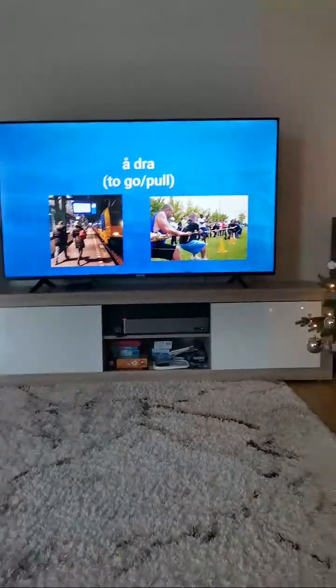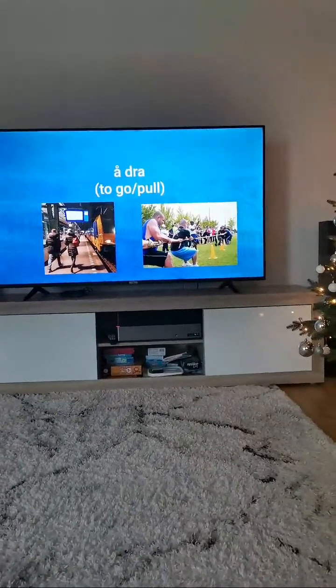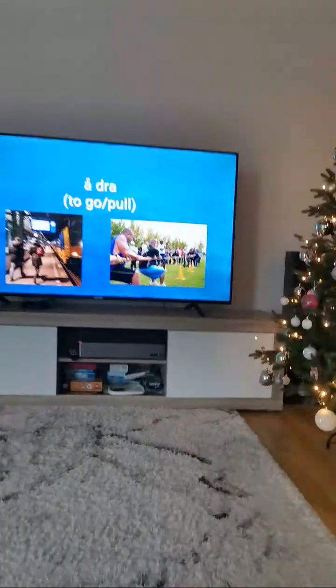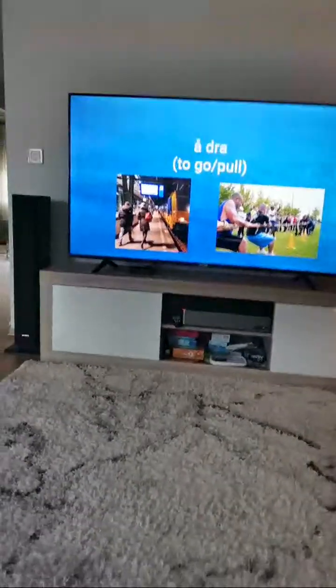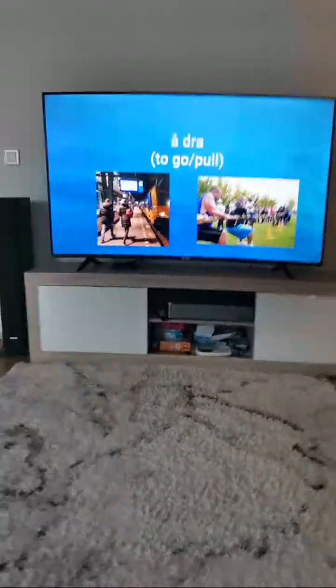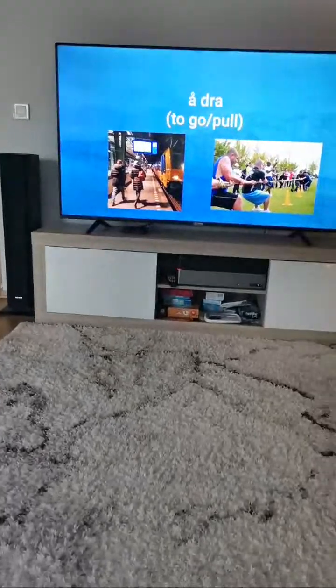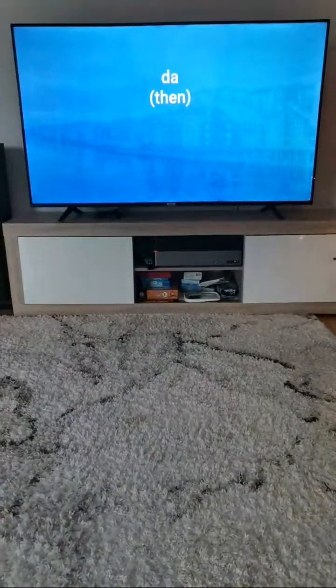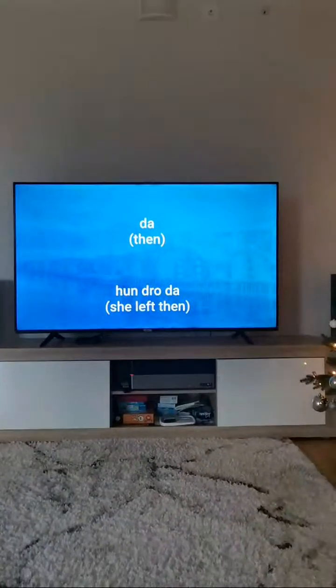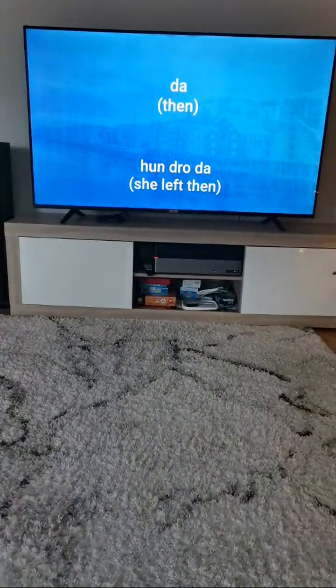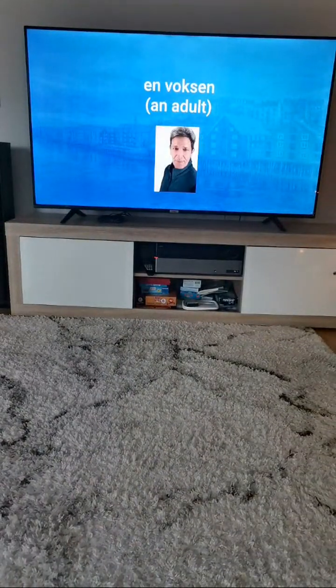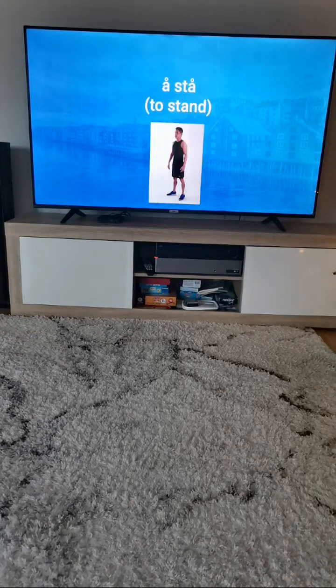To go or pull is å dra. Å dra. So yeah, this can be used to describe pulling something or going somewhere or even like leaving. Then is da. Da. As in, she left then would be hun dro da. Adult is voksen. Voksen. To stand is å stå.